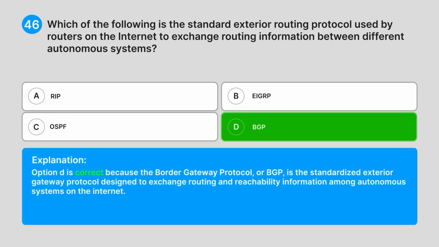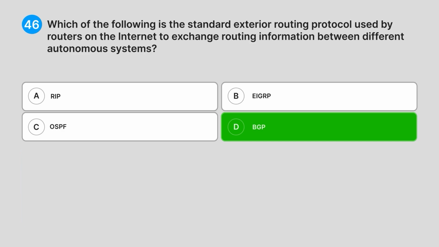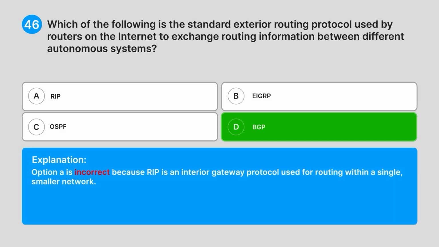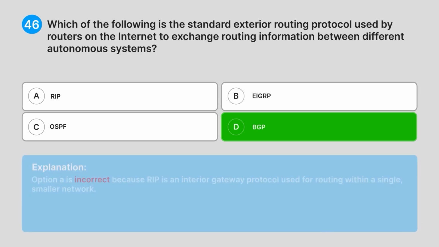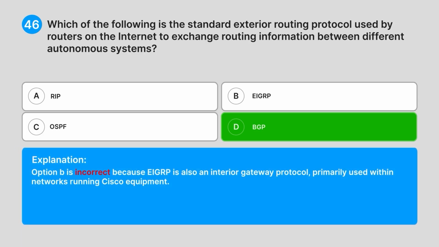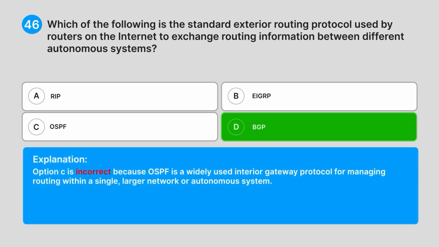Explanation: option D is correct because the Border Gateway Protocol, or BGP, is the standardized exterior gateway protocol designed to exchange routing and reachability information among autonomous systems on the internet. Option A is incorrect because RIP is an interior gateway protocol used for routing within a single, smaller network. Option B is incorrect because EIGRP is also an interior gateway protocol, primarily used within networks running Cisco equipment. Option C is incorrect because OSPF is a widely used interior gateway protocol for managing routing within a single, larger network or autonomous system.